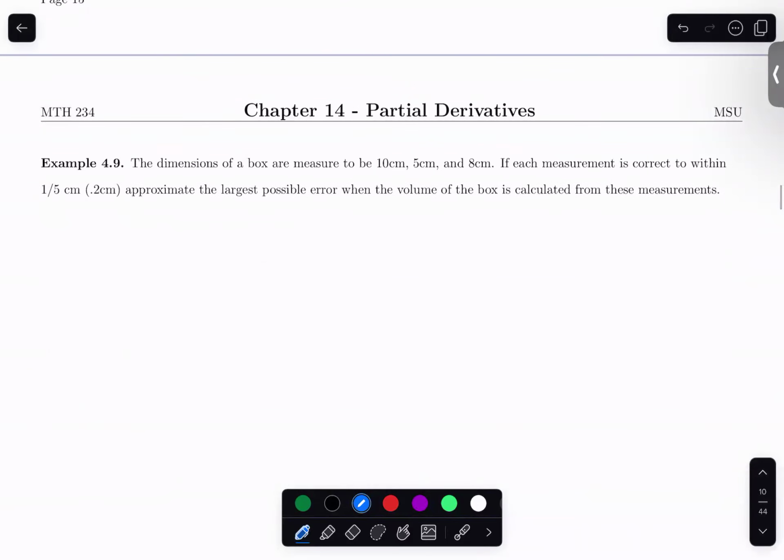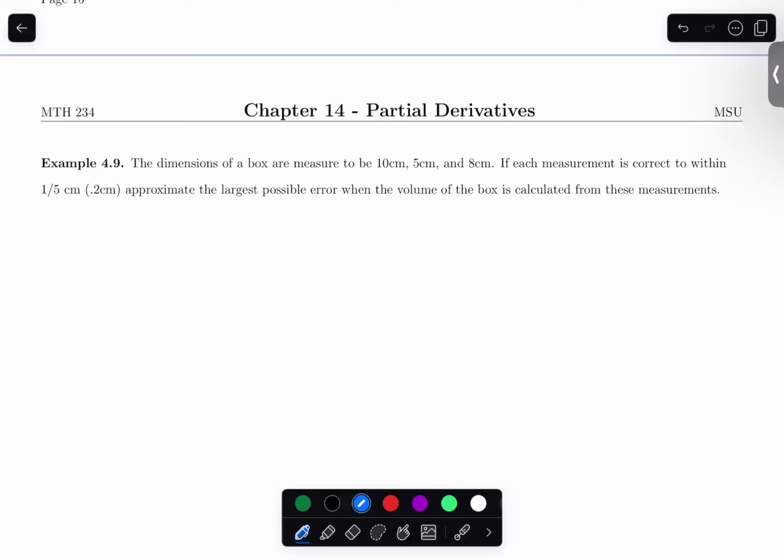So the dimensions of a box are measured to be 10 centimeters, 5 centimeters, and 8 centimeters. But my ruler is not perfect, or maybe I was just going too fast, but let's assume that I was at least good enough so that each measurement is correct within 0.2 centimeters. All right, so 1/5.